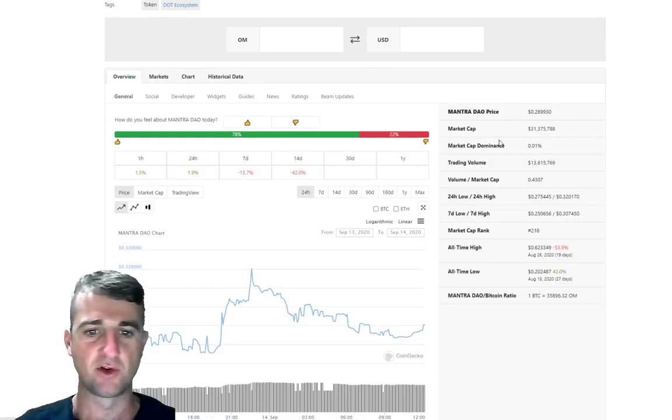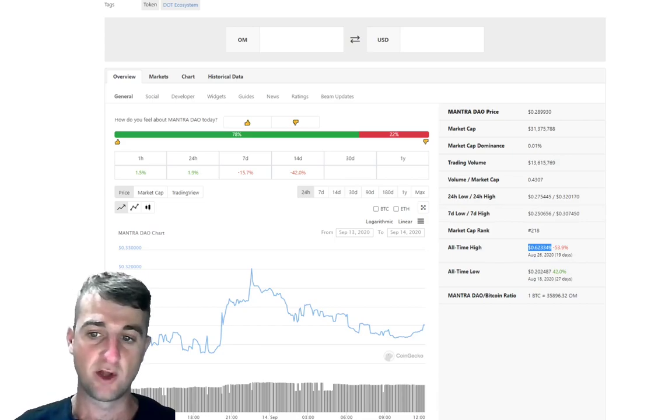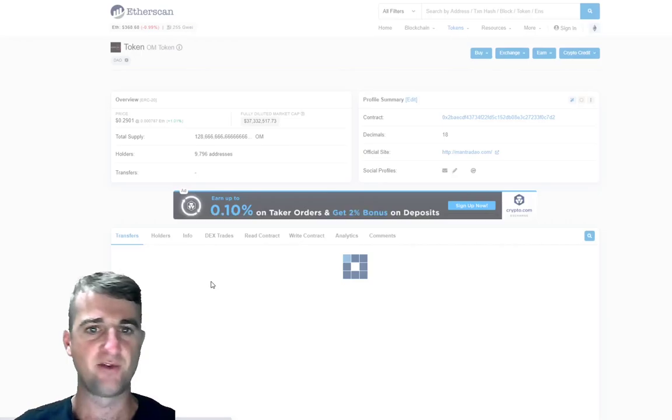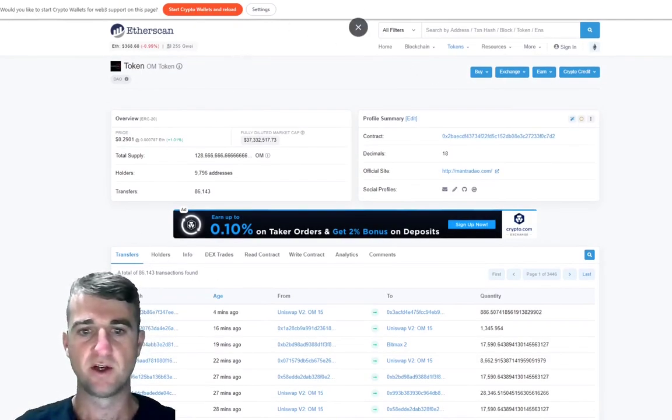Scrolling down as well, I just want to have a look at the all-time highs. And that was 62 cents. That was 19 days ago now, and we have dropped 53% since then, so possibly a good area to invest in. What I want to do next is just jump over to Etherscan and see what's been going on with the token itself.